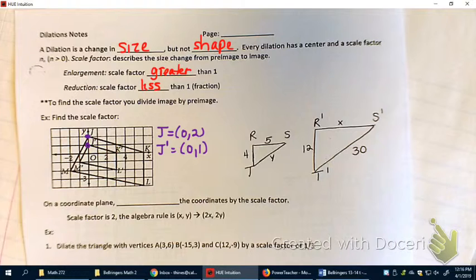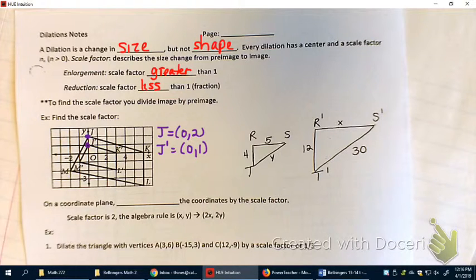Okay, which one do you start with, J or J prime? J. So we're going from J to J prime. So did the figure get bigger or smaller? Smaller. Okay. So it went from, the zeros stayed the same, but the 2's, it went from 2 to 1. So what happened with the 2 to 1? If you divide by 2, that's how you get the 1, right? Dividing by 2 is the same as multiplying by a half. Okay? So what we did is we multiplied the original one by half to get to the smaller one.